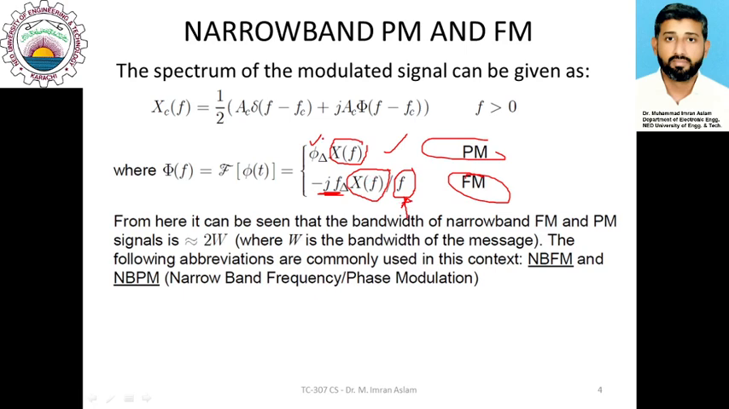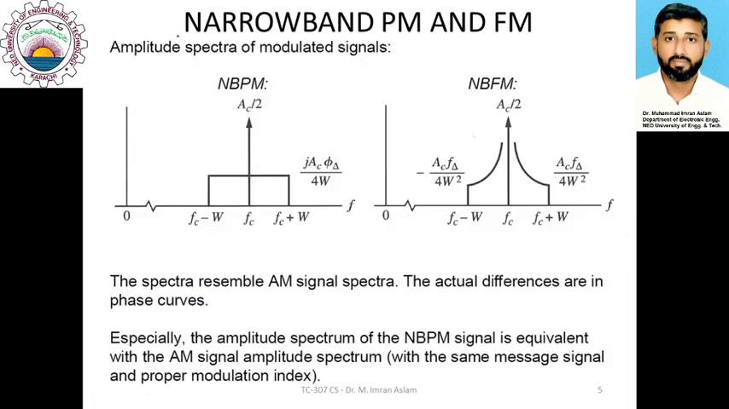As we notice, the spectrum is directly related to the spectrum of the message signal, so of course, as we did for the AM signal, the spectrum would look similar to the message signal spectrum. Therefore, for the case of narrowband FM and PM signals, the bandwidth is approximated as 2W, where W is the bandwidth of the message signal. So this is an illustration of an amplitude spectrum of the modulated signal.